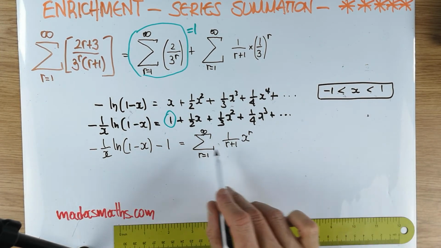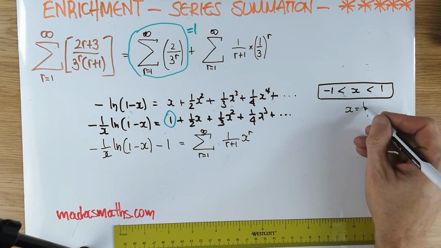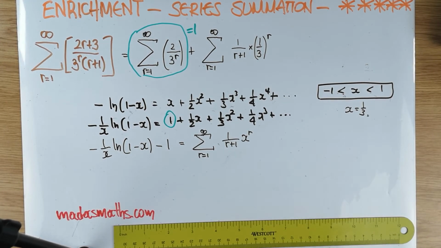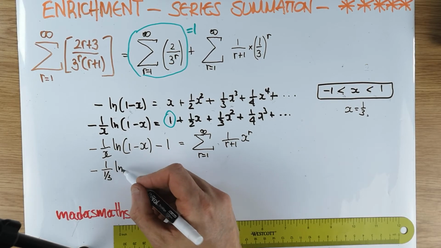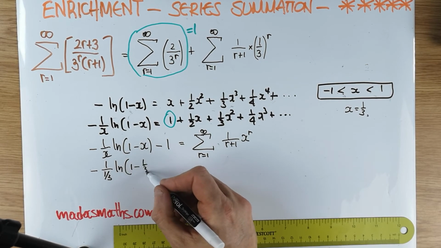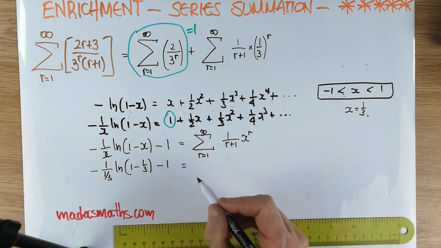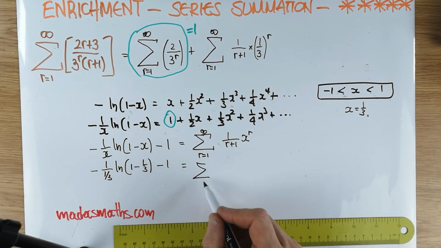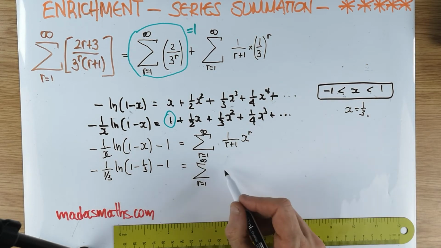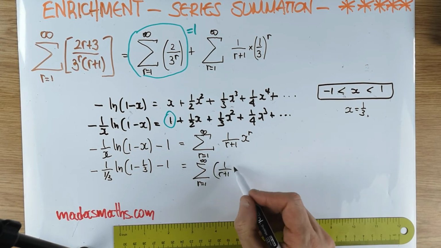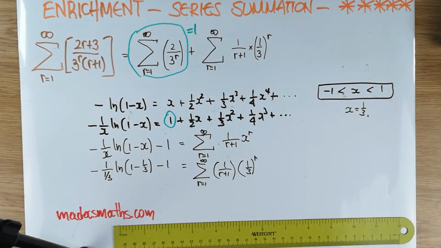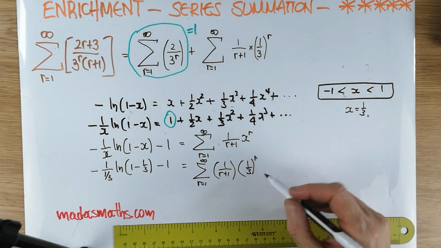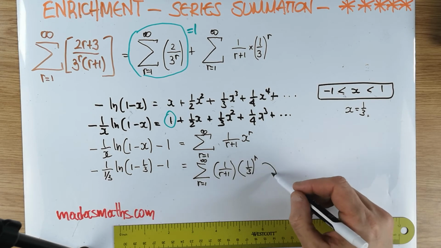Can I substitute in this expression x is equal to a third? Absolutely yes. So what will I get? Minus 1 over a third, log of 1 minus a third, minus 1 is of course the sum from r is equal to 1 to infinity, 1 over r plus 1 times a third to the power of r, which of course is my quantity there. What will that simplify to? I'm going to write it because I don't know if it's going to be visible in the video if I write any lower.